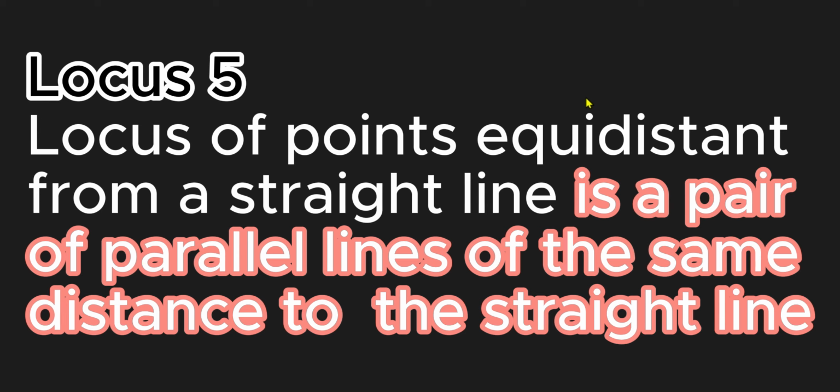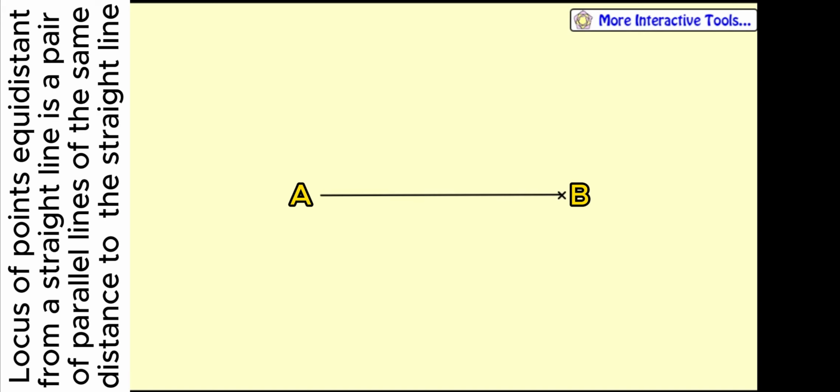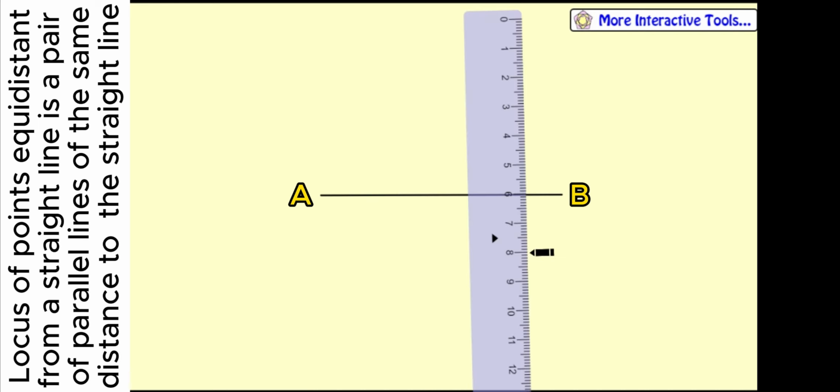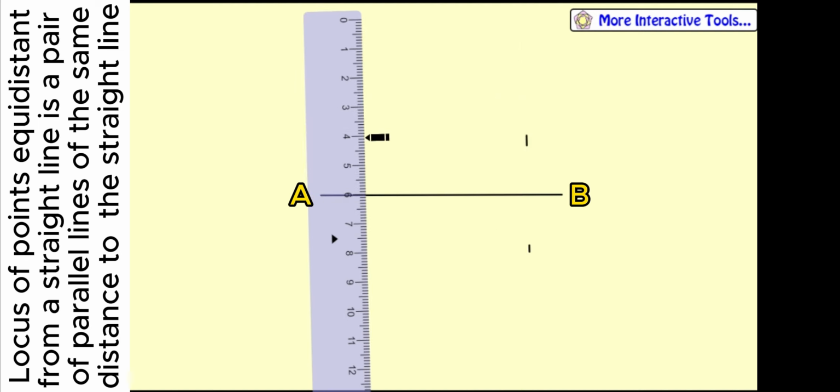Okay, Locus 5. The locus of points equidistant from a straight line is a pair of parallel lines at the same distance from the straight line. Let's look at line AB now. I want to get the locus that will be 2 centimeters from line AB. It can be 2 centimeters downwards. It can also be 2 centimeters upwards.